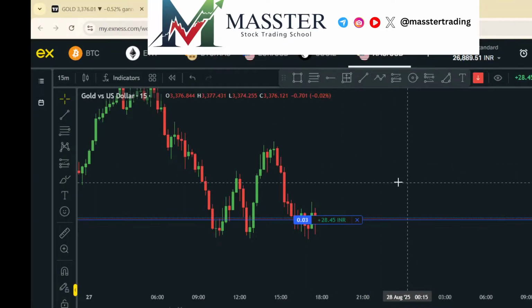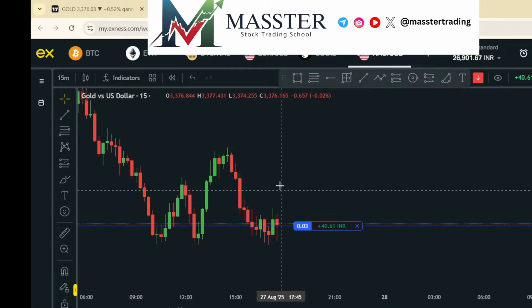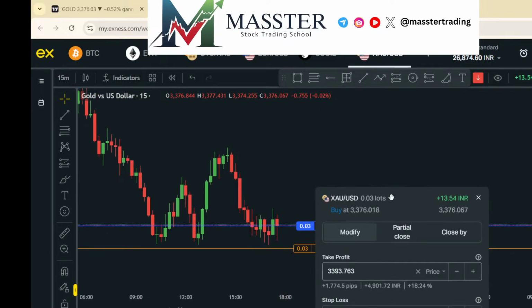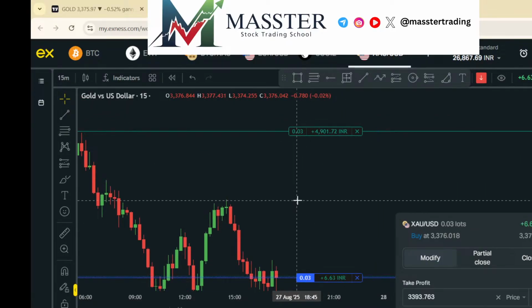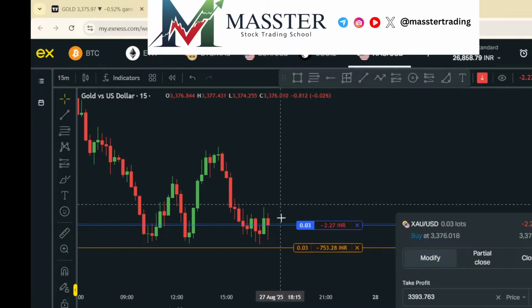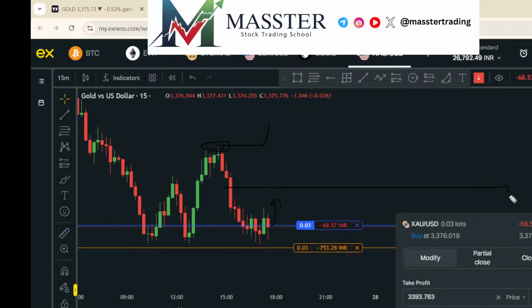Let's have a look at the Exness terminal. We are in 37 rupees profit. In this trade, we are sticking with our SL of 753 rupees, and the target is around 4800. But once we see this swing high break, we can trail our SL towards this area, which you can see as a rejection area around 380.